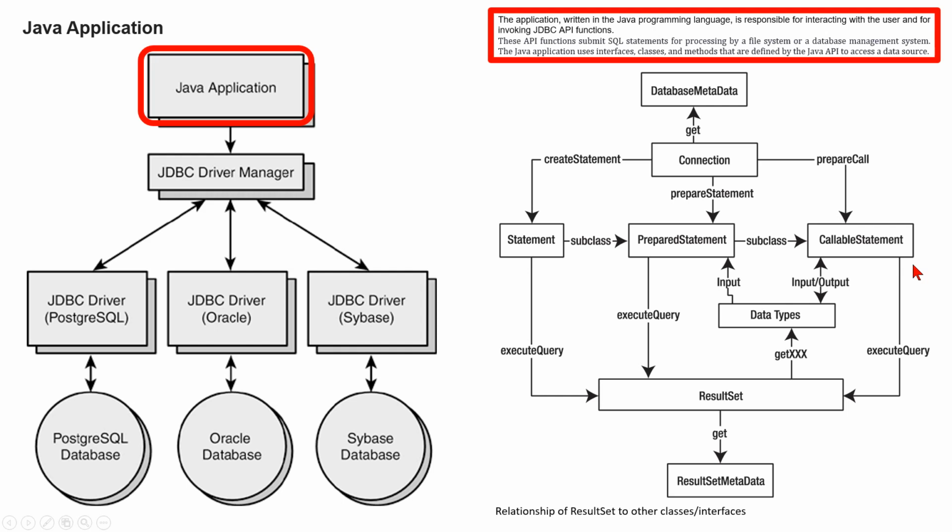The JDBC API provides a stored procedure SQL escape syntax that allows stored procedures to be called in a standard way for all RDBMSs. This escape syntax has one form that includes the result parameter and one that does not. If used, the result parameter must be registered as an output parameter, and the other parameters can be used for input, output, or both. Parameters are referred to sequentially by number, with the first parameter being 1.